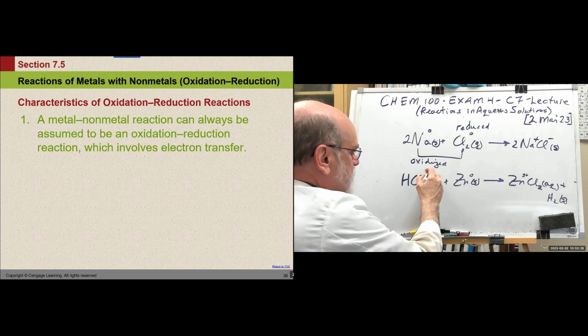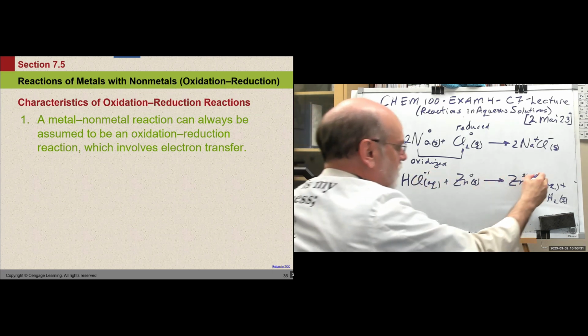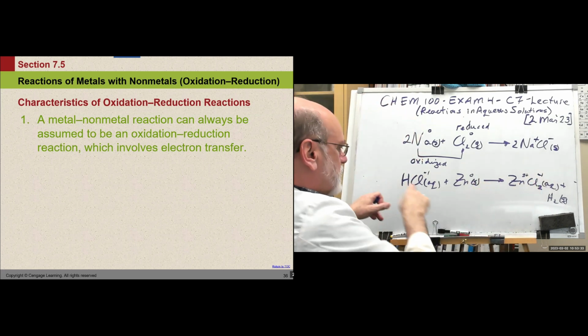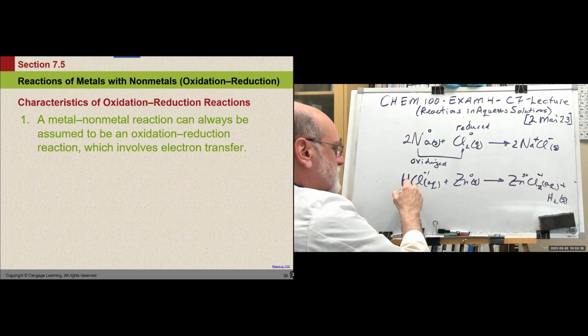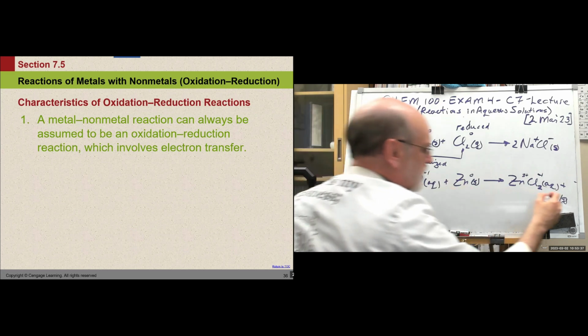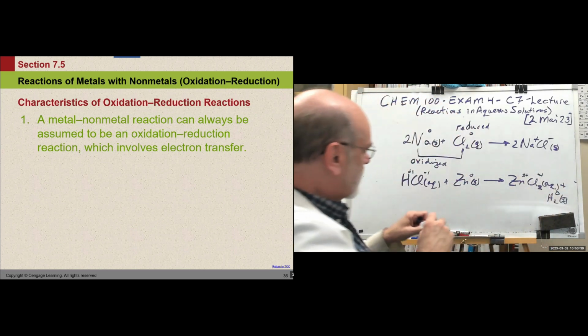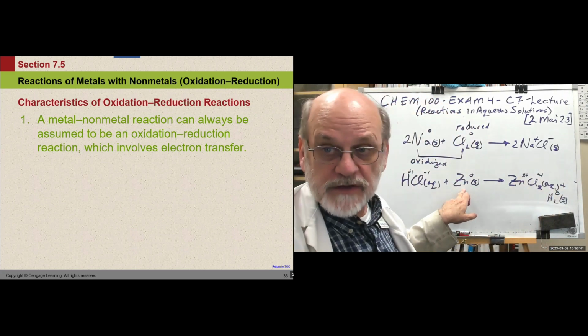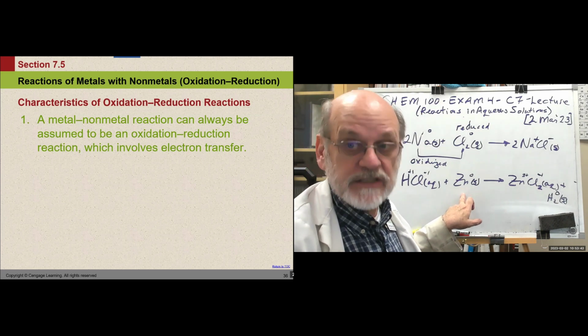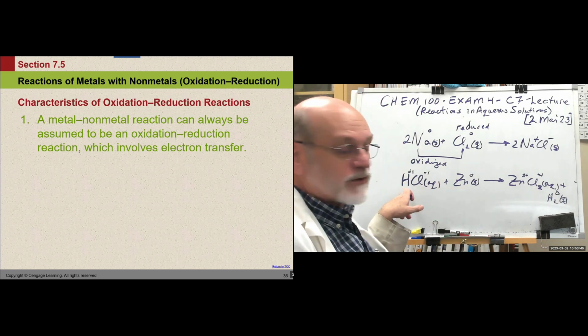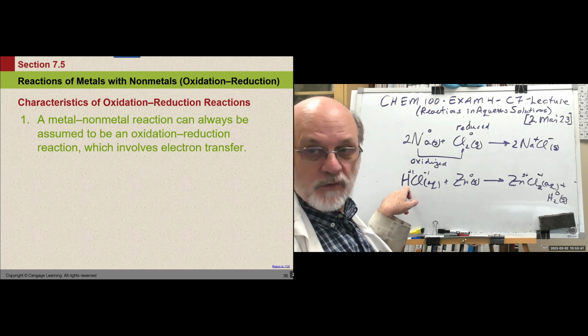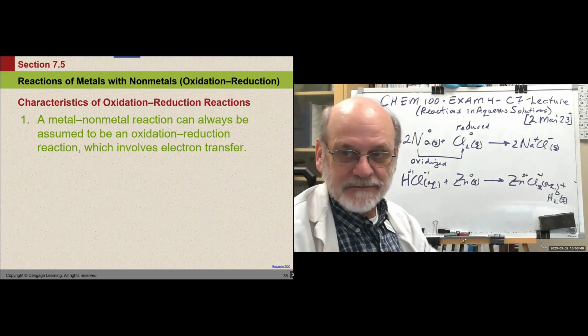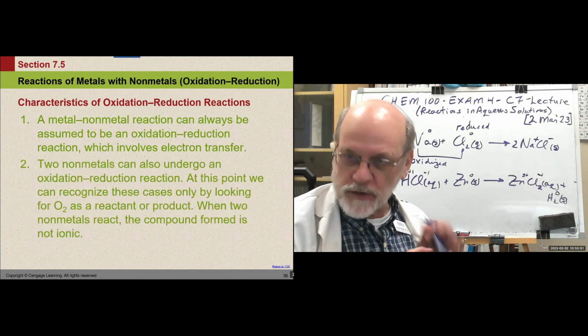Notice that in this case, chlorine didn't change. It was the hydrogen that changed from a +1 to a 0. So zinc was oxidized. Oxidation is loss. Hydrogen is reduced. Reduction is gain. Okay, they always occur in pairs.